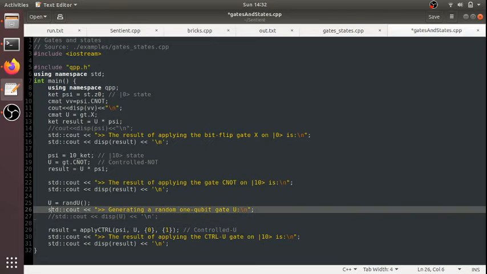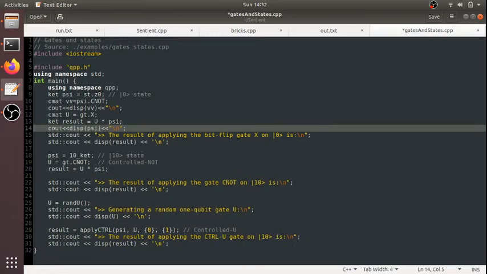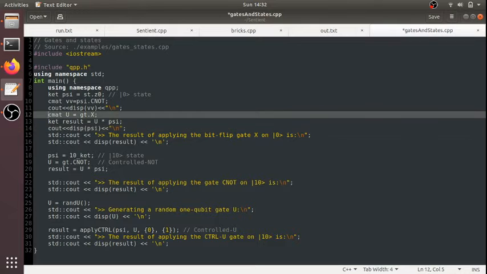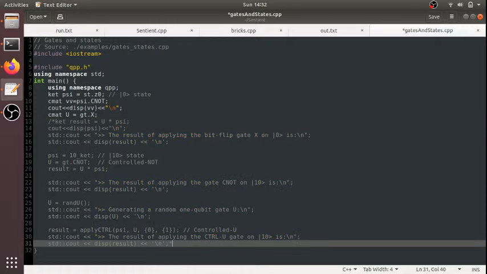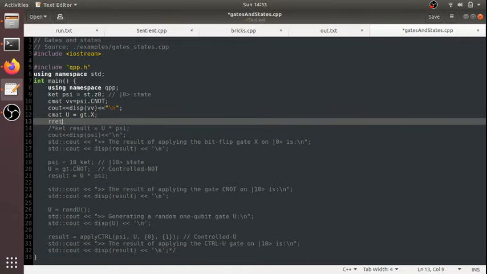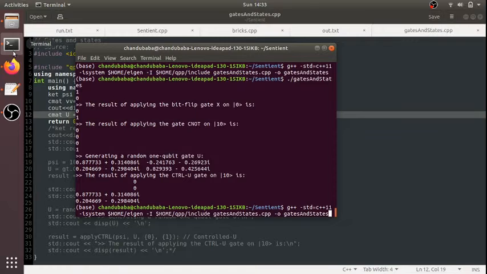Where am I? Yes, this is the correct one. Let's stop this and remove this. Okay, better than that. What can be done is I can comment out the entire thing, put it here and put it there and put it here. You have to return a 0 maybe, because the return type is an integer, therefore I have to return a 0. So here again, gates and states.